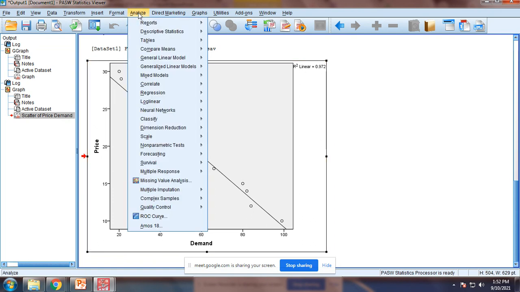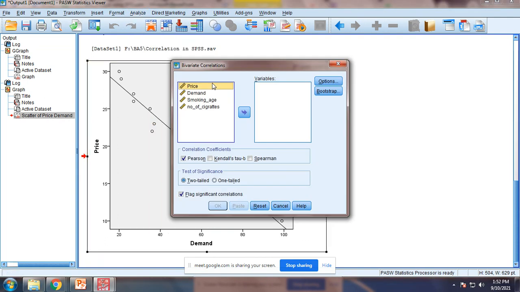So we'll go to Analyze, you'll go to Correlate, and you'll go to Bivariate. Okay. Analyze, Correlate, and Bivariate. Click on this. Everyone getting this box? Yes. Click on price and demand and shift it to the variables box.